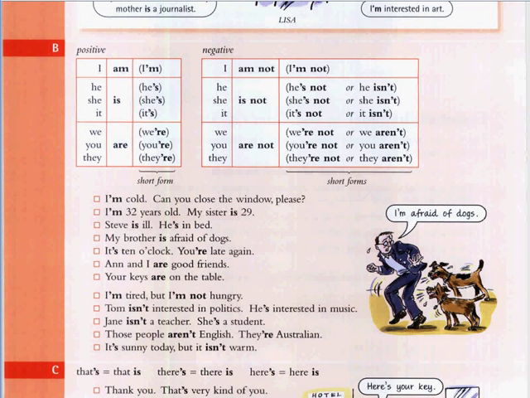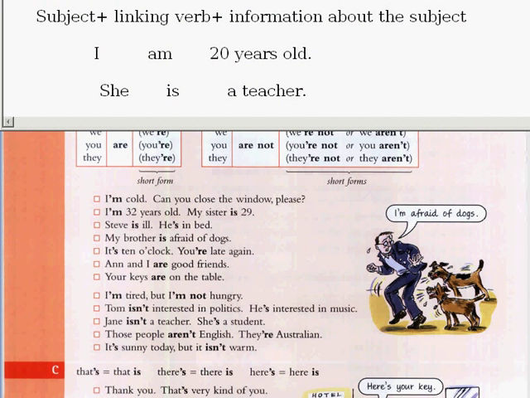To simplify it further, let's use this equation. Subject plus linking verb plus information about the subject. Here are some examples. I am 20 years old. I is your subject, am is your linking verb, and 20 years old is the additional information about the subject. In the case of this sentence, it is I.